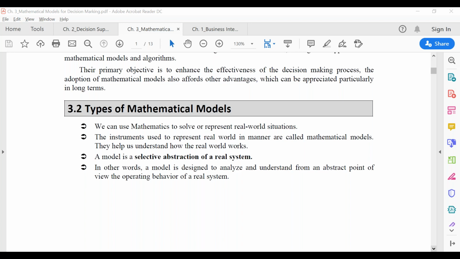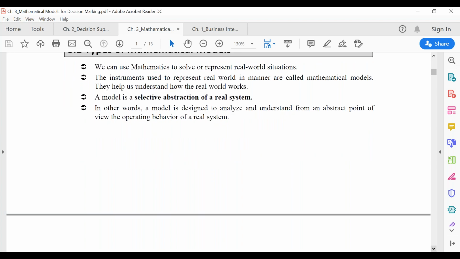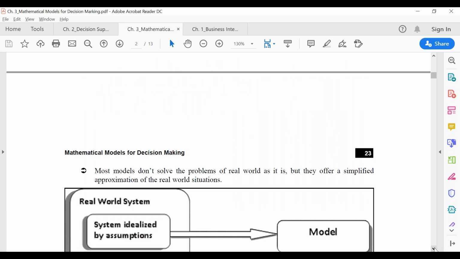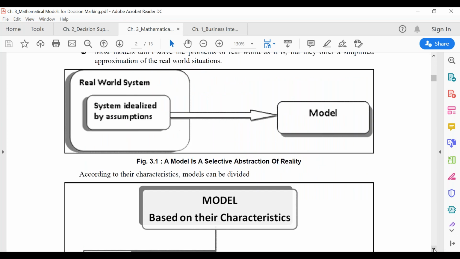All right. So types of mathematical models we can use these to understand. And can you see the screen? This is just my book which I've opened. Okay, I hope my screen is visible. I'll just shift it. Thank you.